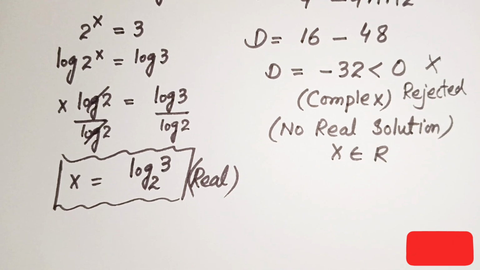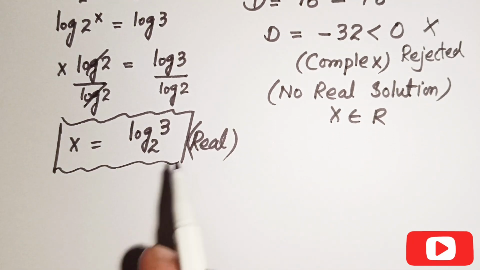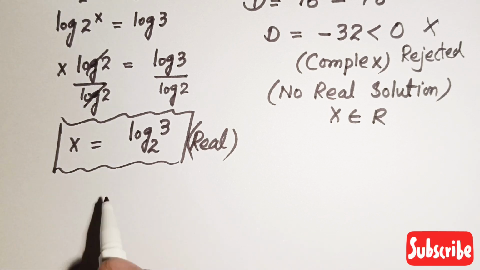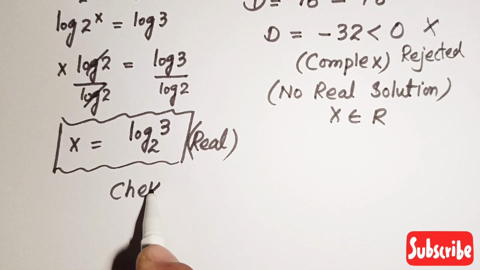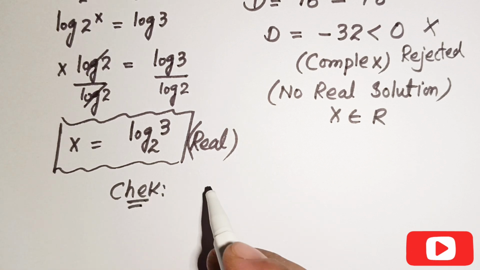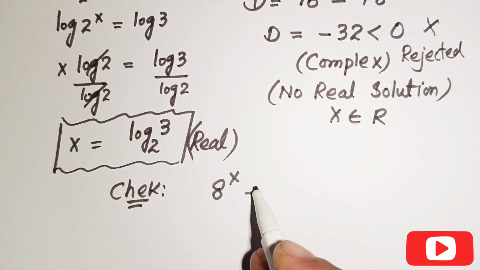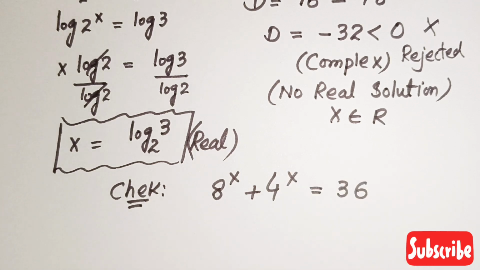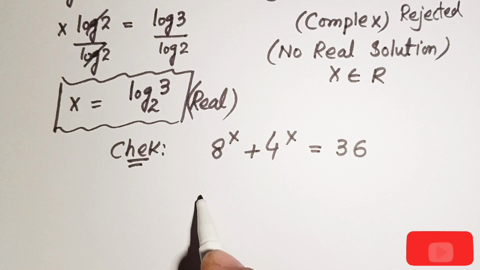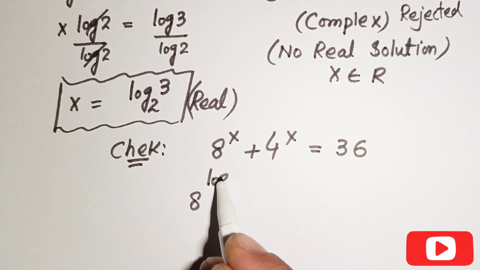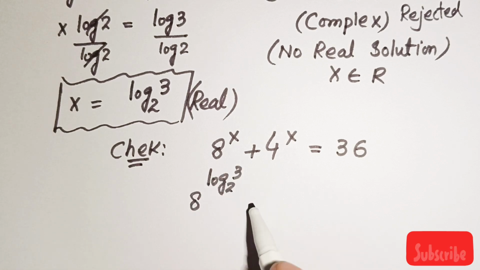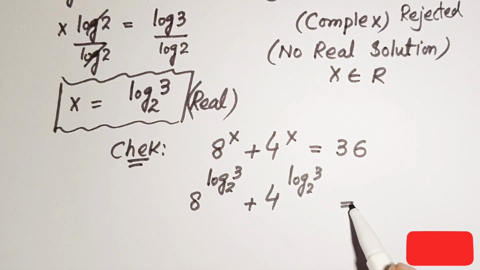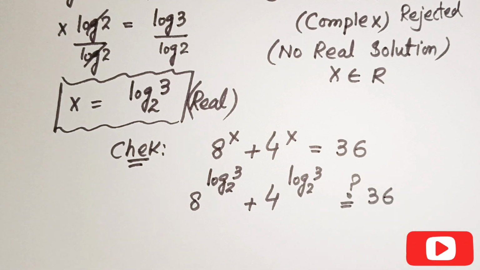Now we just consider this value of x, which is a real value. So it is our final answer, but we have to verify our result. For verification, we recall our problem: 8 to the power x plus 4 to the power x is equal to 36. Now putting the value of x, we have 8 to the power log 3 to base 2 plus 4 to the power log 3 to base 2, that is equal to 36.